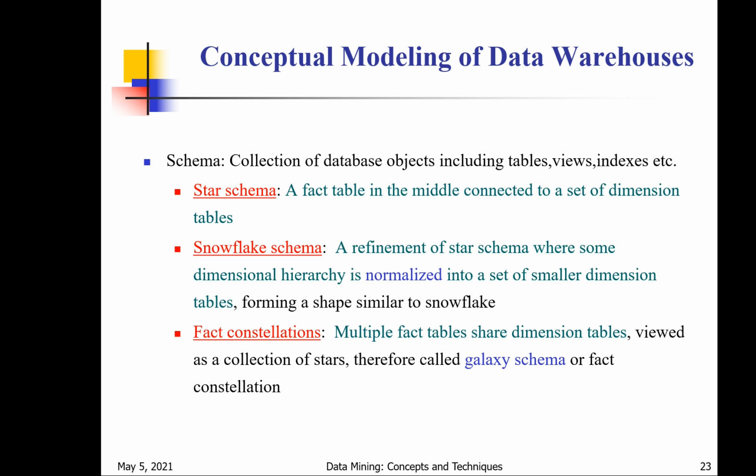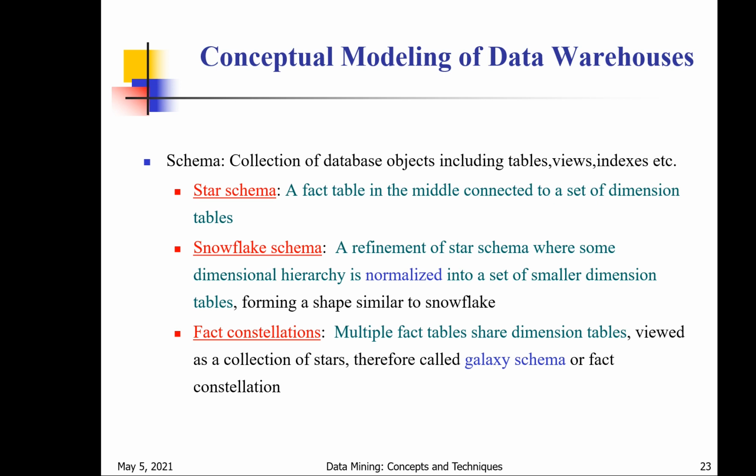First, star schema: a fact table in the middle connected to a set of dimension tables. The name star came because the schema looks like a star. The fact table is surrounded by a number of dimension tables. So one fact table and a number of dimension tables. That's why it is called a star schema. It looks like a star.